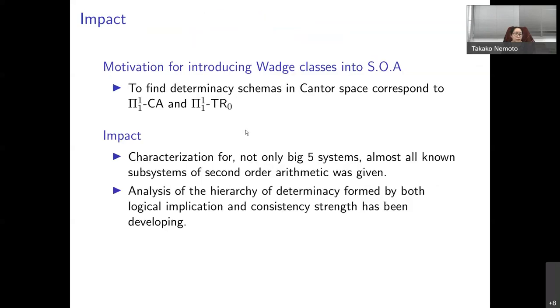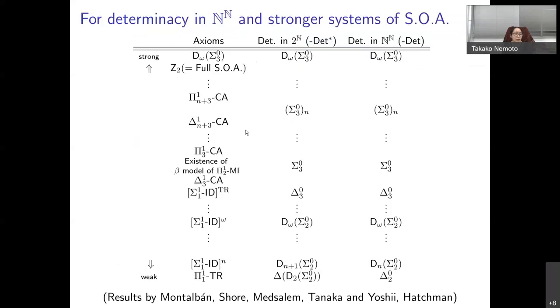And recently we have more refined tables now. The first work was done by Antonio Montalbán and Richard Shore. That is the difference hierarchy over Σ^0_3 sets. Determinacy of such a class can be proved from the Σ^1_{n+3} comprehension axiom, but the Δ^1_{n+3} comprehension axiom does not prove it. So it is located somewhere in between here.